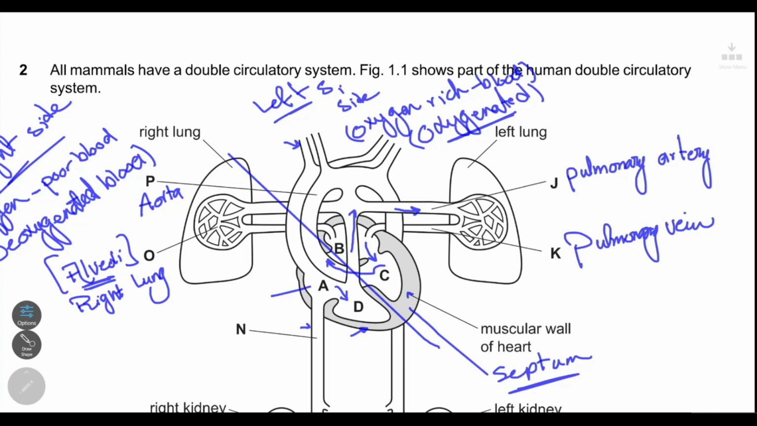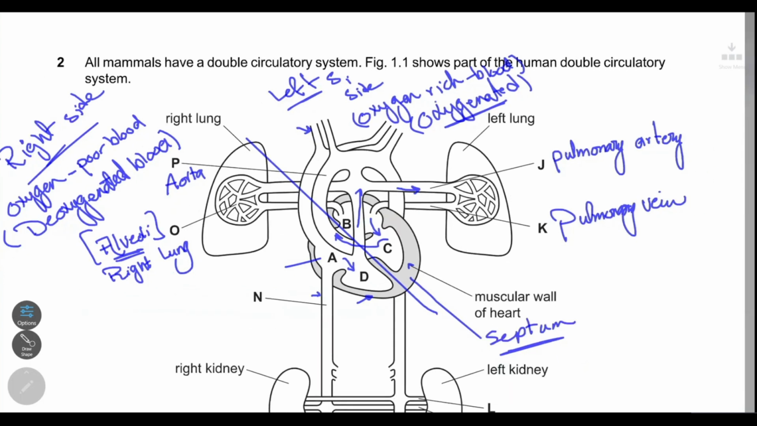So N here is a blood vessel that comes from the body to the heart, and it came from the lower body part. So this is supposed to be the inferior vena cava. That takes the deoxygenated blood from the lower body part in order to return it back to the right atrium.